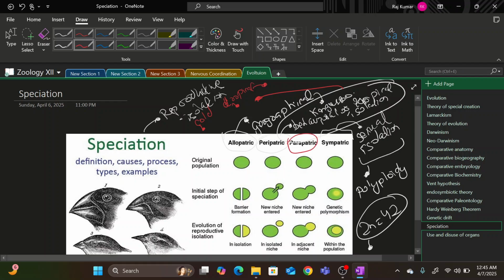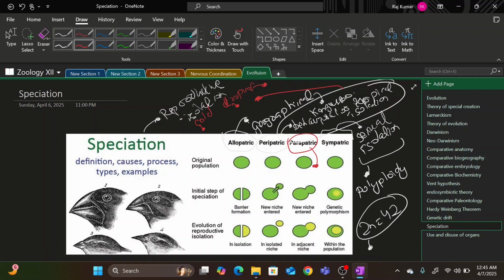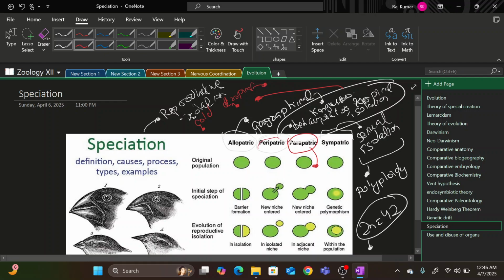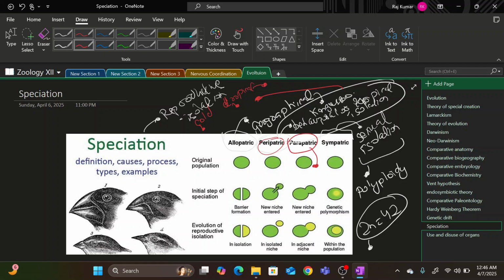And last but not the least, we have parapatric speciation. Sorry, the one which I discussed right now is parapatric, and the one I am about to discuss is peripatric. Peripatric is the last speciation, in which there is a larger group of population from which a smaller group of population is derived, and that smaller group then evolves into another species. That type of speciation is known as peripatric speciation.